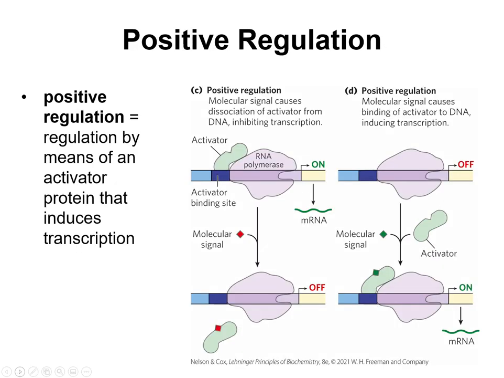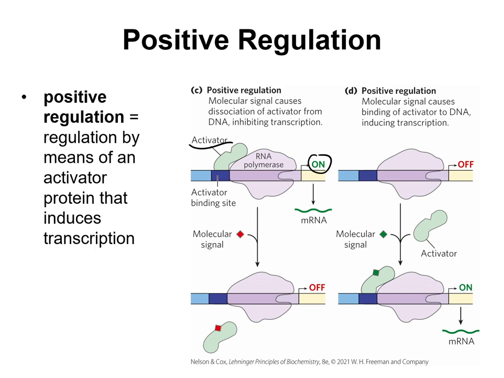Whenever you see activators used, we're talking about positive regulation. So again, regulation by means of an activator protein that induces transcription. Activator, positive regulation. Now we'll go through two scenarios of positive regulation. Let's say that there's RNA polymerase and you've got your activator present on its binding site. That means that this gene is on. You've got your activator, you've got your RNA polymerase, you're making messenger RNA.